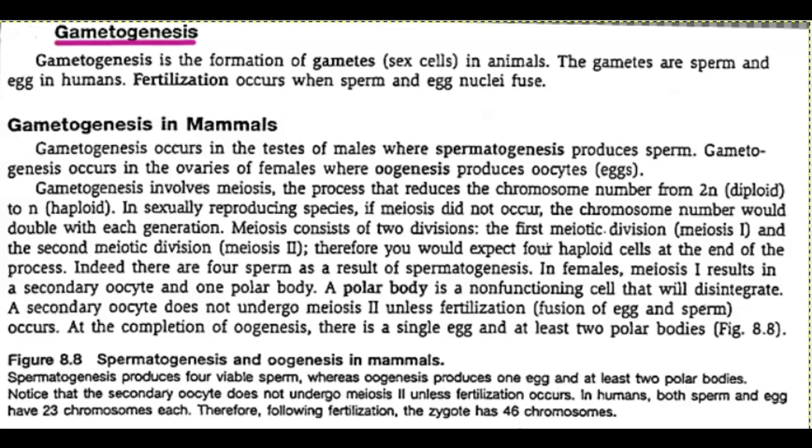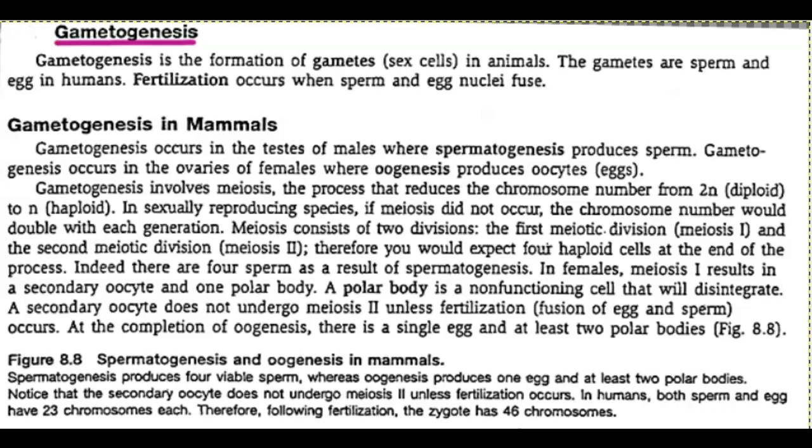So we're going to look at this figure, which is going to illustrate that. Spermatogenesis produces 4 viable sperm. Oogenesis produces 1 egg and 2 to 3 polar bodies. The secondary oocyte does not undergo meiosis 2 unless fertilization occurs. In humans, both sperm and egg have 23 chromosomes, so they're haploid. Therefore, following fertilization, the zygote has 46 chromosomes.